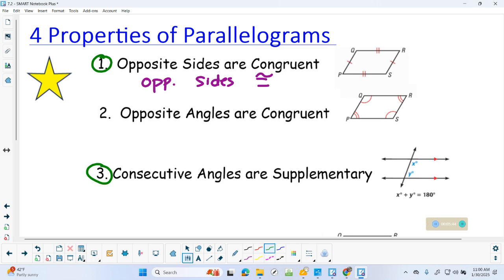Add to 180. So the other two remaining properties: opposite angles congruent, and I gotta scroll it down for the last one about the diagonals. But let me give you a minute to write.